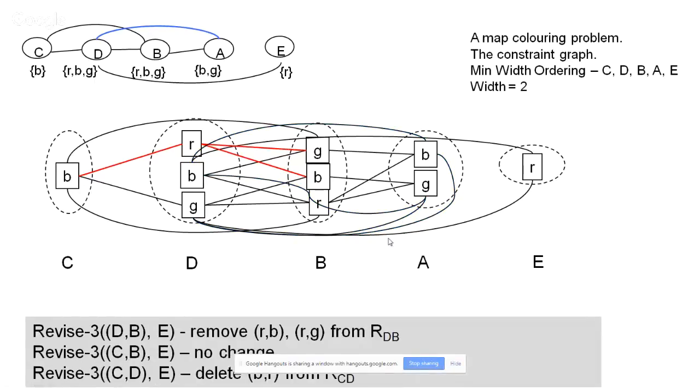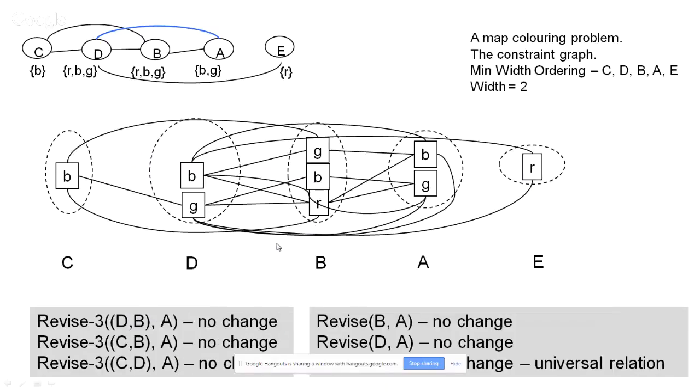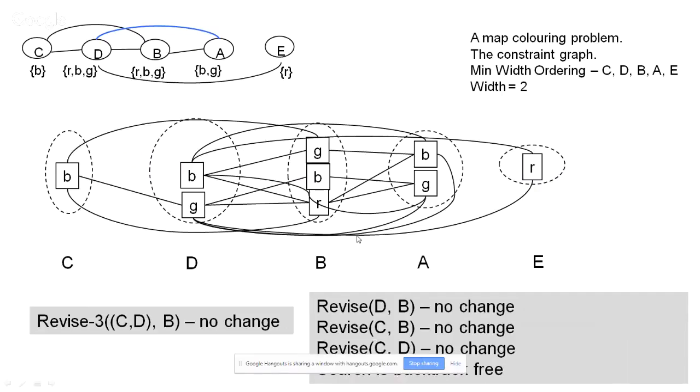Then finally, when we do variables DB, CB, and CD with respect to A, we see these red edges are removed from these relations, and we are left with a graph like this. And when we do our consistency, the value red in domain D, which is conflicting with the value red in domain E, is removed from there. And then we do a few more revise operations, and we are left with a graph which we claim is backtrack free.